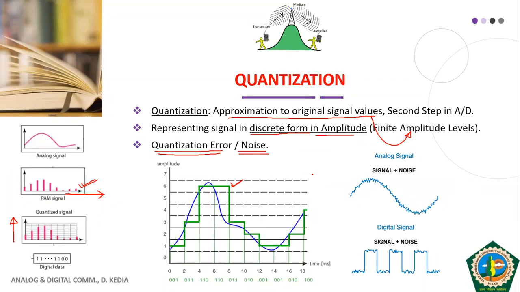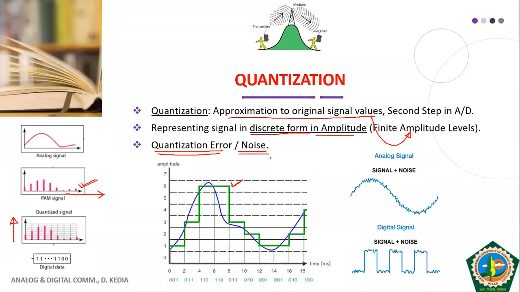We are able to combat noise. But some distortion has also been introduced because of this conversion of analog signal into digital signal. That distortion or error or noise in quantization is called quantization noise. Fine. So obviously we will have to take care of this also.